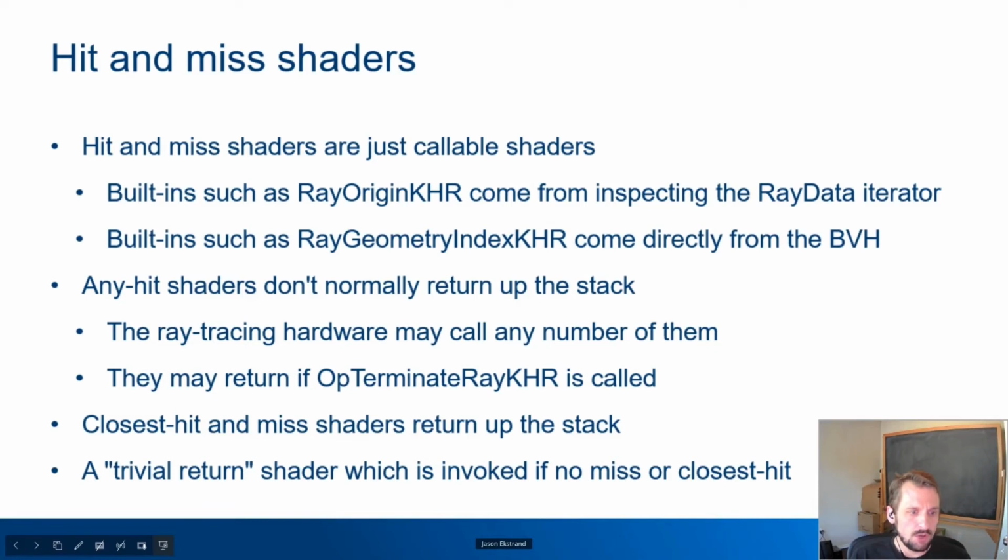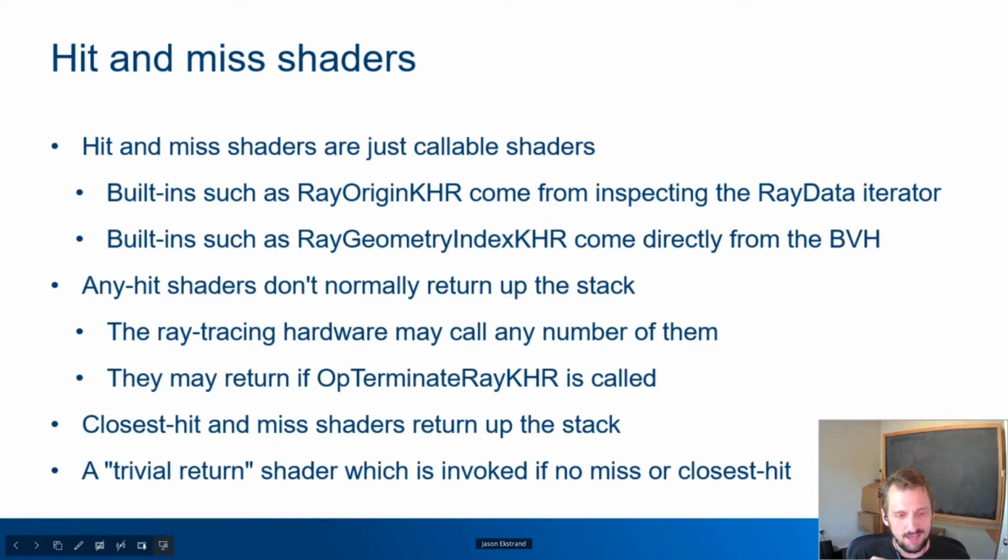Closest hit and miss shaders also return up the stack. So at the end of the trace ray operation, we either hit something or we missed. If we hit something, closest hit gets invoked. If we miss something, then the miss shader gets invoked. And in either case, we return up the stack. If for some reason none of those get invoked, we have a trivial return shader. And this just returns up the stack.